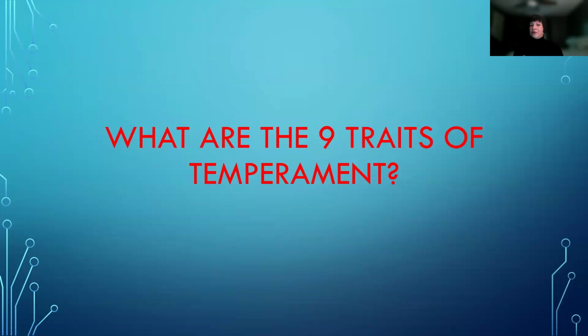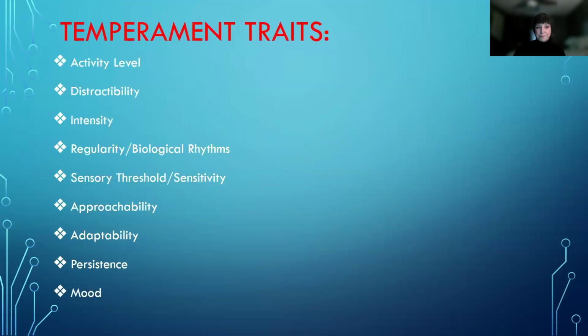So, all that being said, we've talked about the 3 main types of temperament: easygoing, intense, and cautious. And we've talked about siblings and how things might impact them layered over their temperament. Now we're going to go a little deeper into those 9 traits of temperament. And with those, we'll also talk about some parenting choices we can make that support children in different parts of that continuum in each trait. So the 9 temperament traits, again, are activity level, distractibility, intensity, regularity or biological rhythms, sensory threshold or sensitivity, approachability, adaptability, persistence, and mood. And we'll go through each.